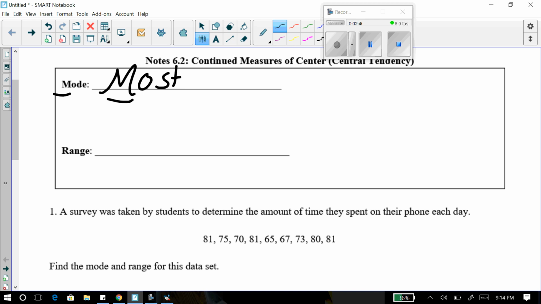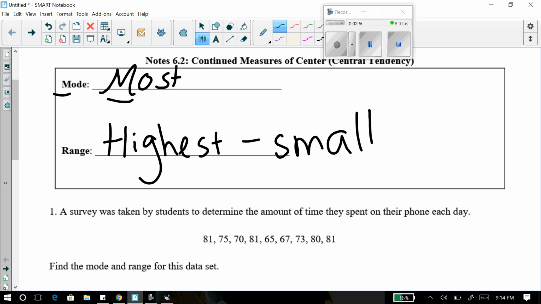And your range, if I want to know the range of something, I want to know my biggest value, my highest value, minus my smallest value. So you take your biggest number, and subtract your smallest number.